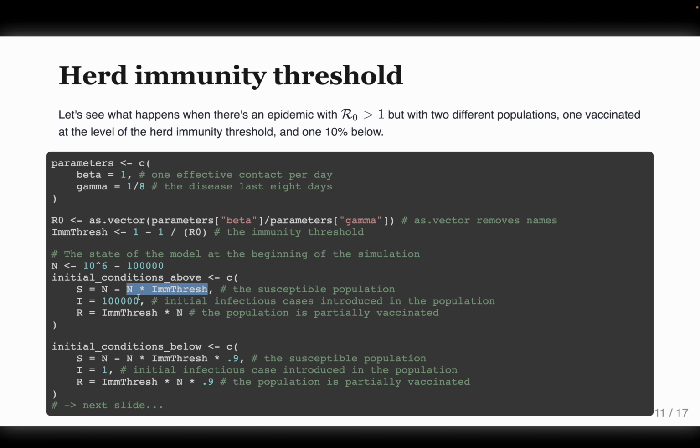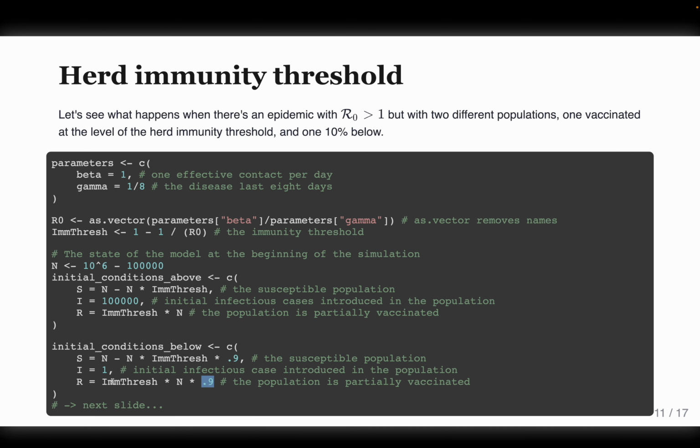I put 100,000 in order to show the effect of the immunity threshold, even with a large amount of initial infected cases. Then we have a second simulation. In this simulation, we have a level of immune which is slightly lower than the immunity threshold, 90% of the immunity threshold. And the susceptible are constructed in the same way as before, so the total population minus the immune. In this case, we will just introduce one infectious case. Again, these are extreme examples to show how the theory is then confirmed by the simulation.